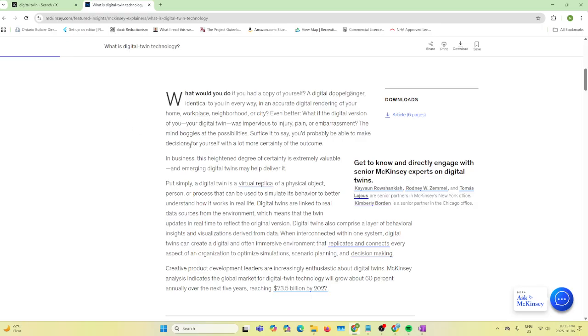So what would you do if you had a copy of yourself? A digital doppelganger, if you will. Identical to you in every way, an accurate digital rendering of your home, workspace, neighborhood. What is the digital version of you? Your digital twin is impervious to injury, pain, embarrassment. The mind boggles at the possibilities. Suffice to say, you'll probably be able to make a decision for yourself with a lot more certainty of the outcome. In business, this heightened degree of certainty is extremely valuable, and emerging digital twins may help deliver it.